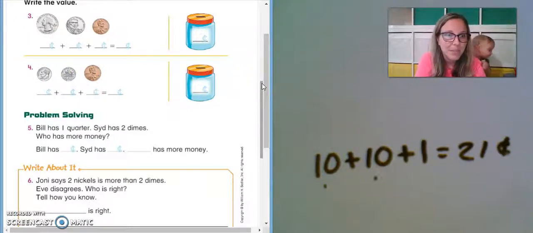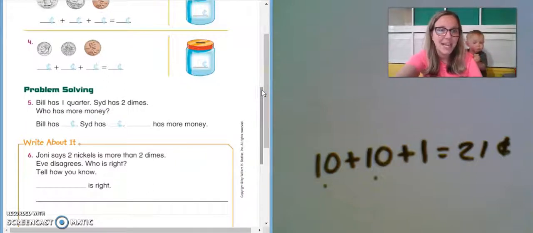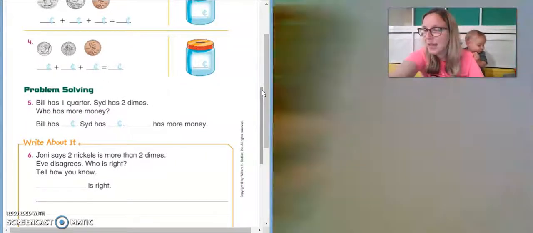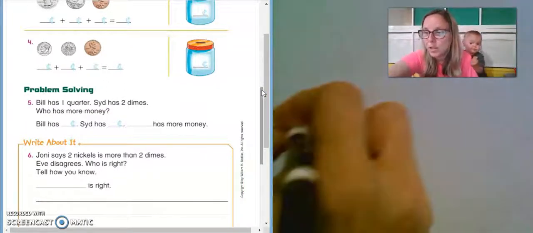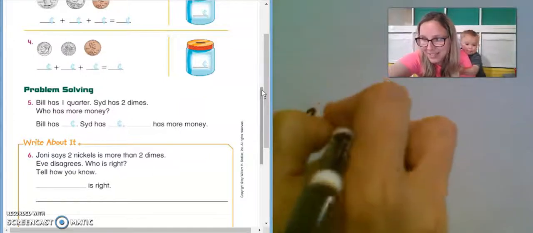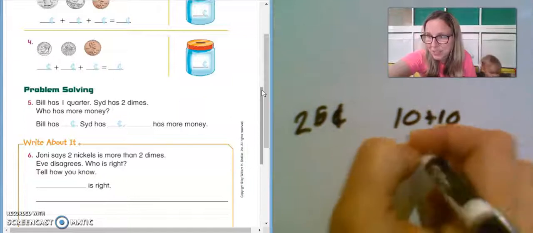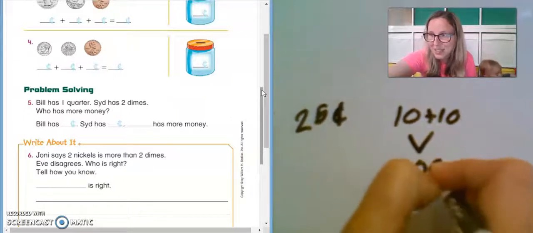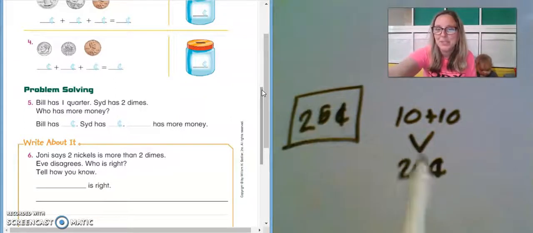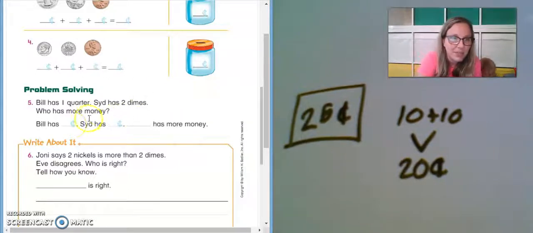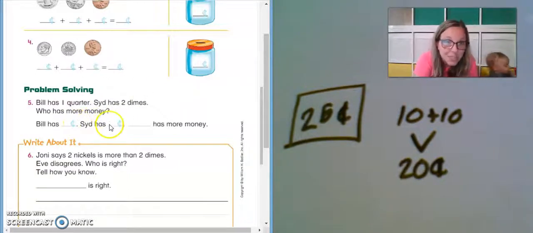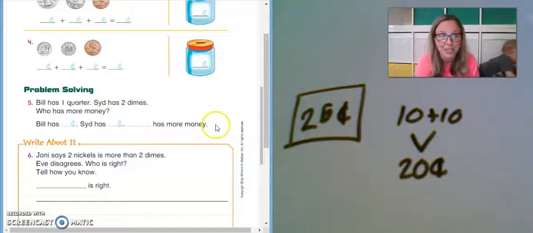Number 5 says Bill has 1 quarter and Sid has 2 dimes. So who has more money? Well, 1 quarter is 25 cents. 2 dimes is 10 plus 10, which is 20 cents. So the 25 is bigger than the 20. So Bill has 25 cents, Sid has 20 cents, Bill has more money.